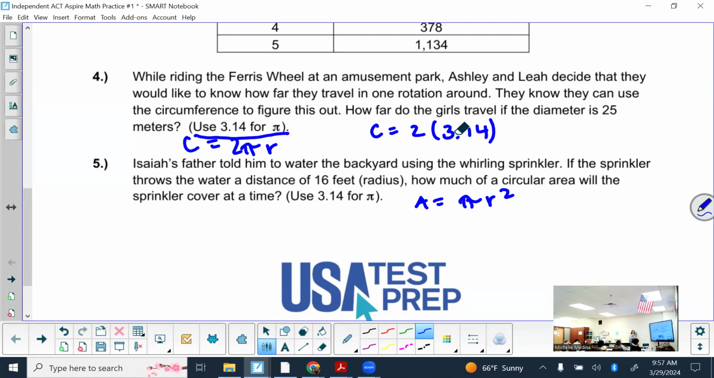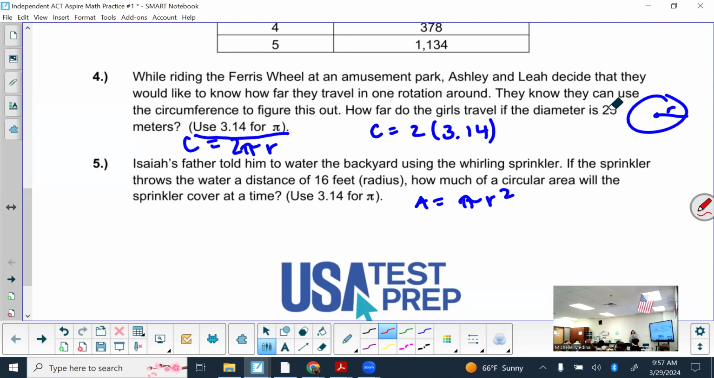They give you how far do the girls travel if the diameter is 25. There's no diameter in this equation. What's the difference between radius and diameter? Radius is always half the diameter. So on a circle, radius is from the center of the circle to the edge of the circle, where diameter would be all the way across. So that's how they'll try to trick you.